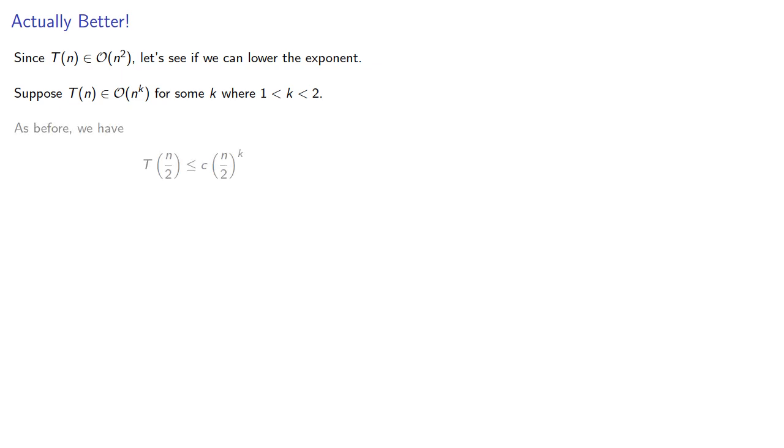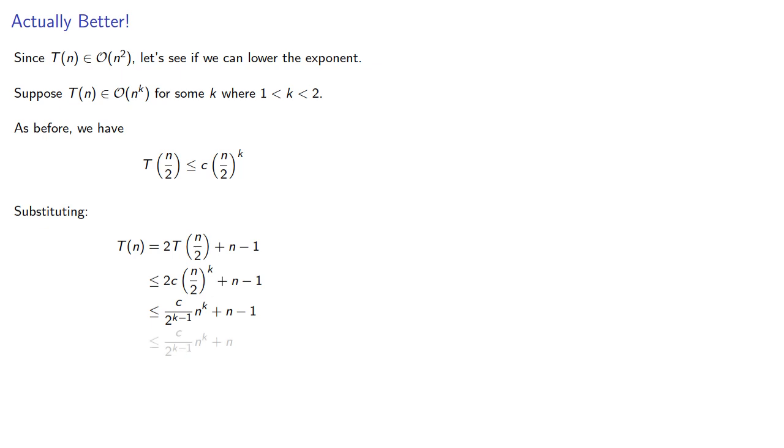And as before, we have T(n/2), and substituting this into our expression, we get. Now, we know that T(n) is going to be less than or equal to cn squared. So we know that we can get to this end where it's less than or equal to cn to the k. So let's go ahead and write that as our destination.